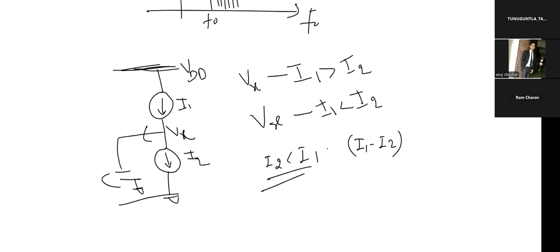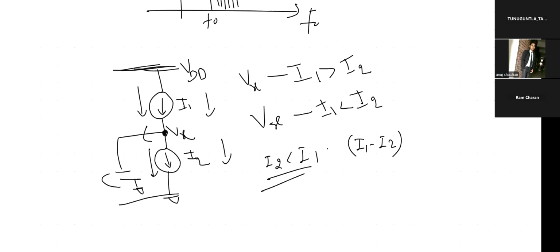This is the node where my top current source is pumping more current, but you are taking less current out of it. So if you are pumping more current into a node, that node has to increase its voltage until both currents are the same. Only then does this node have some stable voltage, such that we are pumping equal current and extracting equal current.